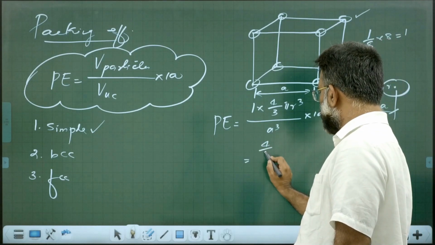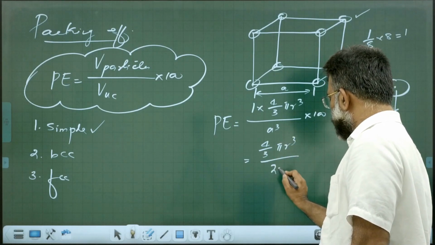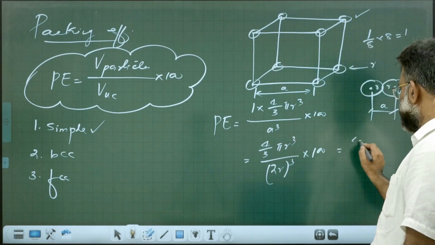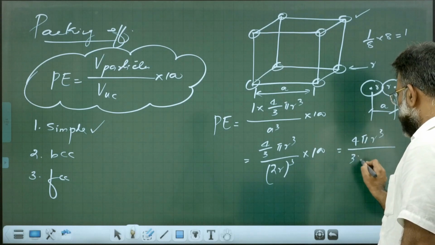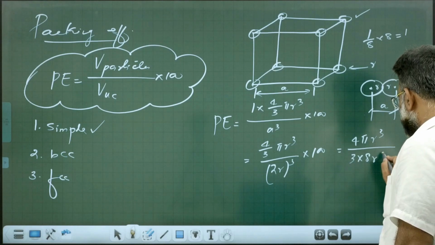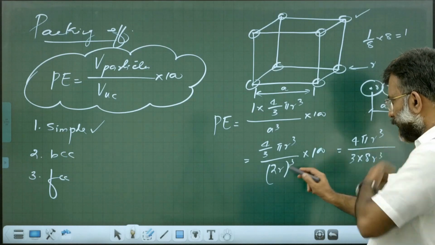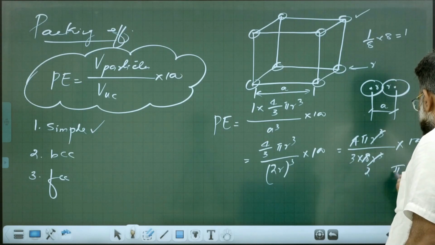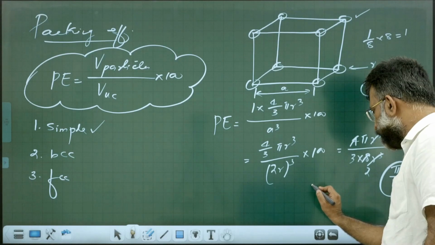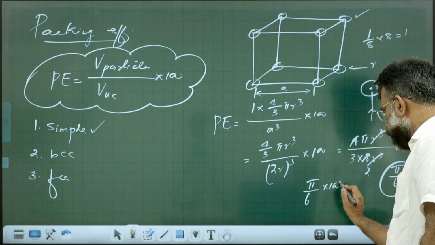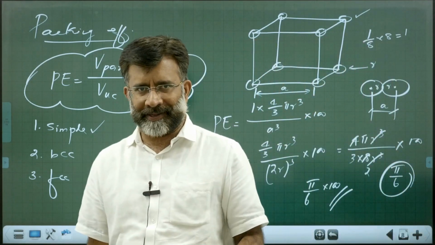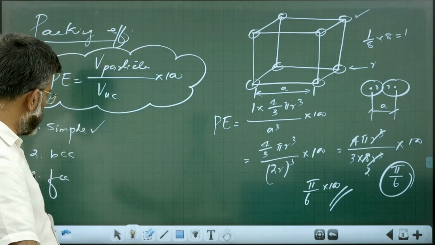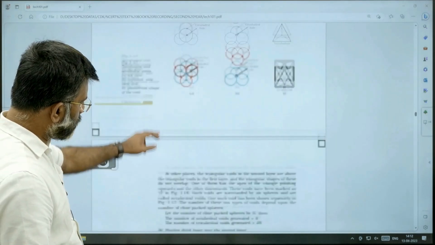So what do you get? 4 by 3 pi r cube divided by 2r the whole cube. So how much do you get? 4 pi r cube by 3 into 8 r cube. 2 raised to 3 is 8, r cube cancels. So you get pi by 6. That is the packing efficiency, pi by 6 into 100. You will get 52 percent. That will be the packing efficiency of primitive system.